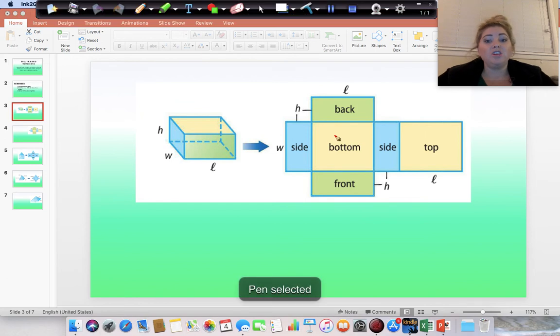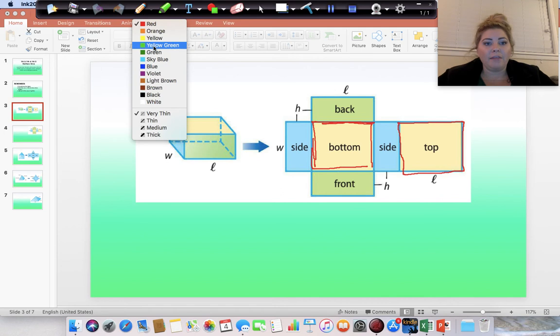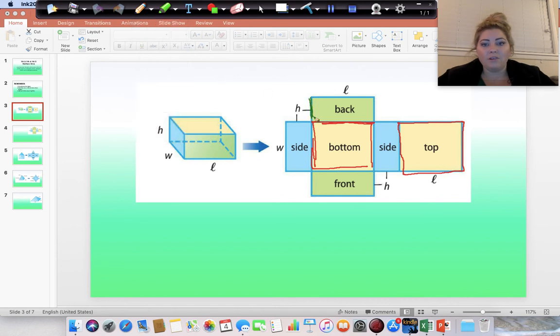Now, here's the good thing about this. This one and this one are the same. So you can find the area for one of those and then multiply it times 2. Then we've got the front and the back. These are also the same. This is the same as the front. So you can find the area for one of those and then multiply it times 2.